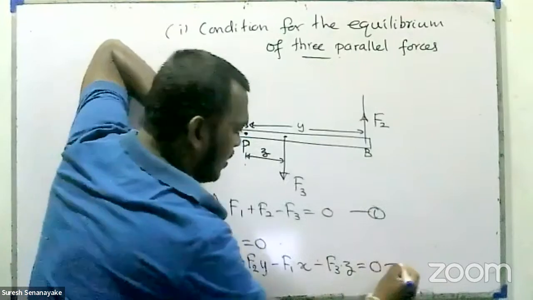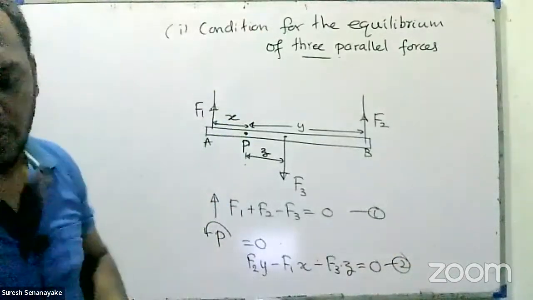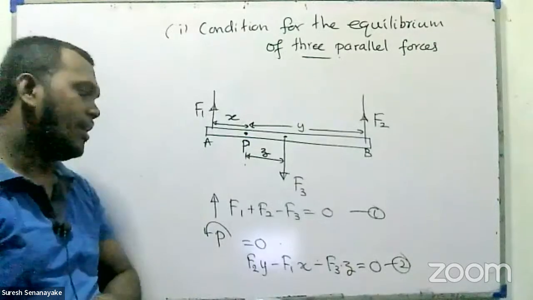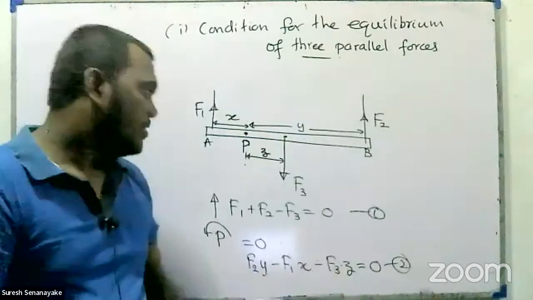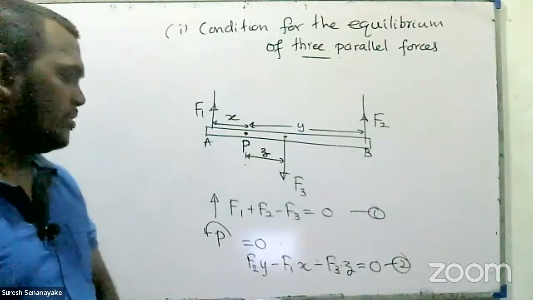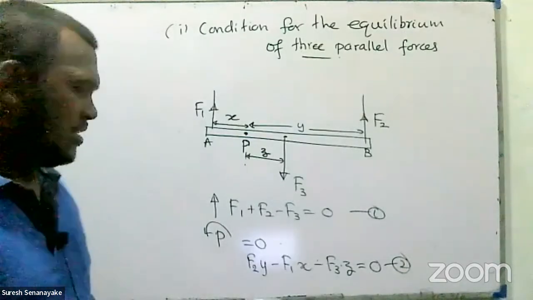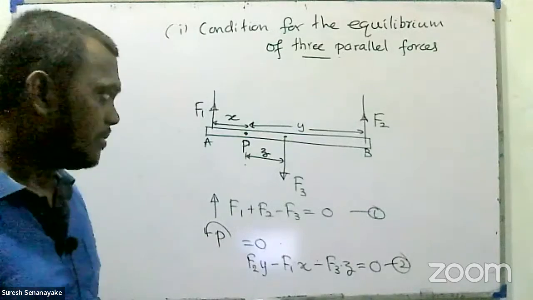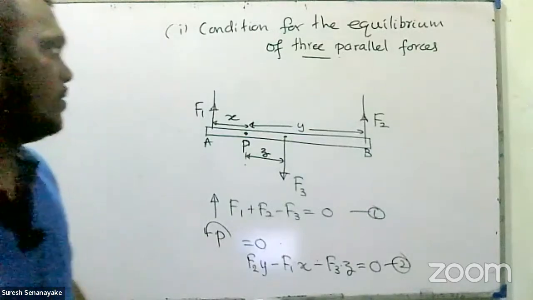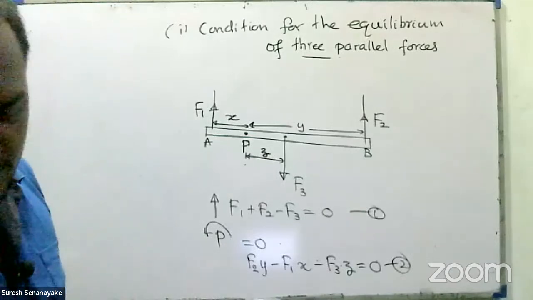That's the way you write the equations for a system in equilibrium under parallel forces. You always write these equations, and by solving them you can find the unknowns. We will discuss some examples later. First you write the theory, so we consider all the theories, and then we discuss some examples.